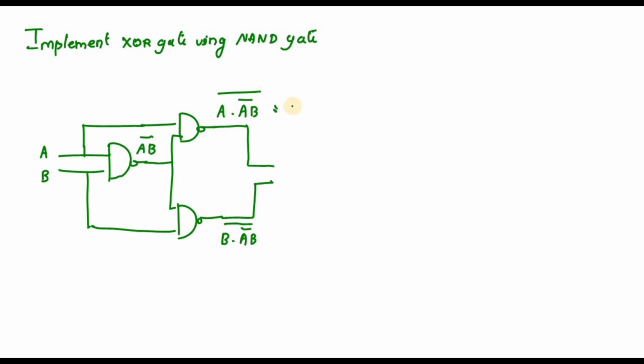So this I can write as A plus AB. This is nothing but B A bar plus AB. This is nothing but B bar plus AB.